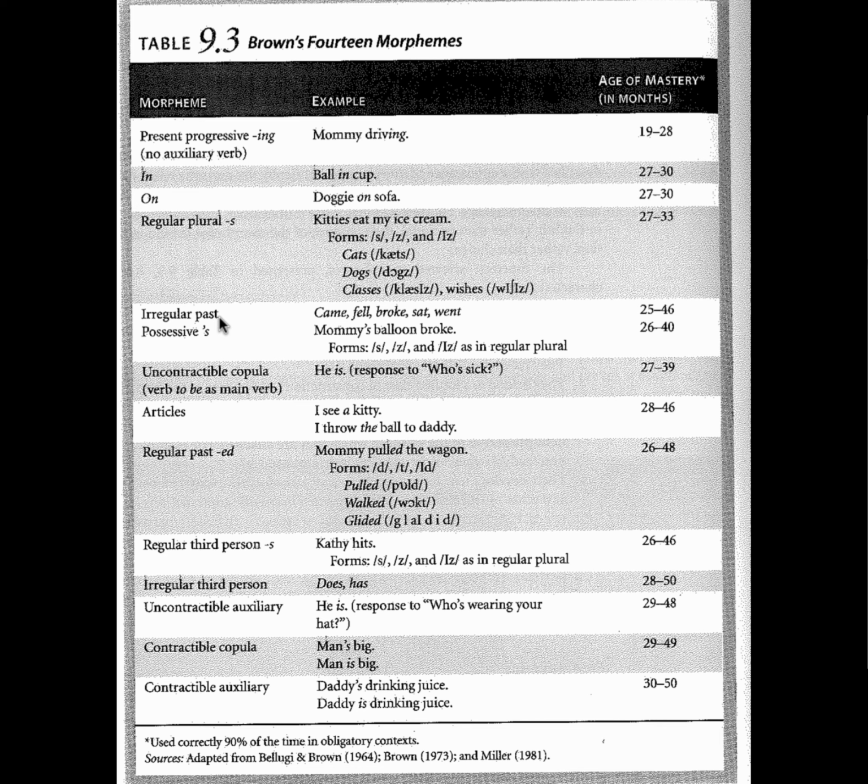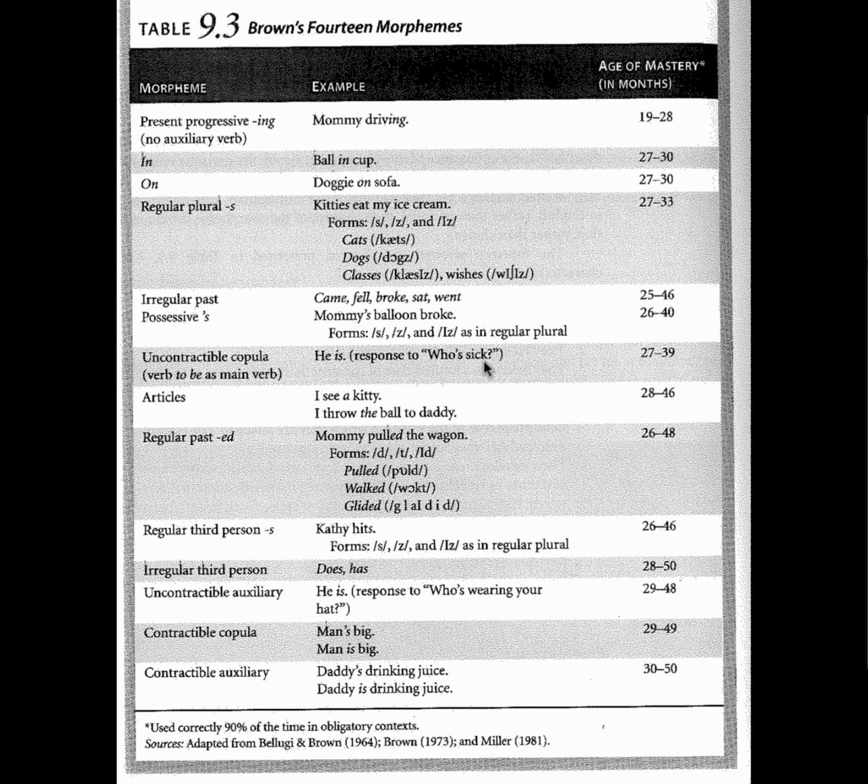Oh, sorry. Irregular past, came, fell, broke. So that child, remember, she was using took. And so that's right on track for up to 46 months. And then possessive s, mommy's balloon broke, 26 to 40. And you would just take this chart right here and decide whether or not the child was using these morphemes correctly for about her age.